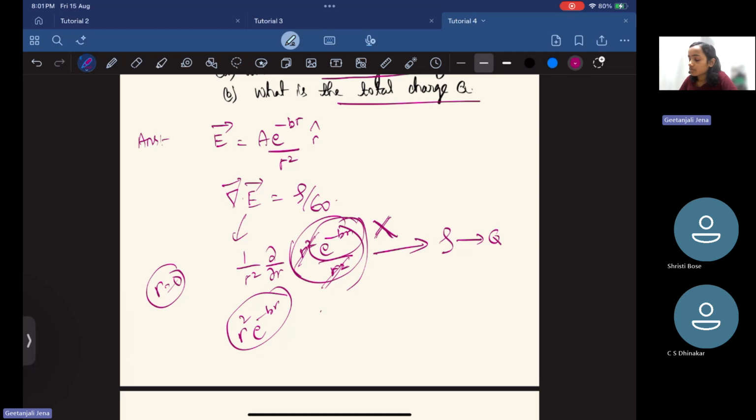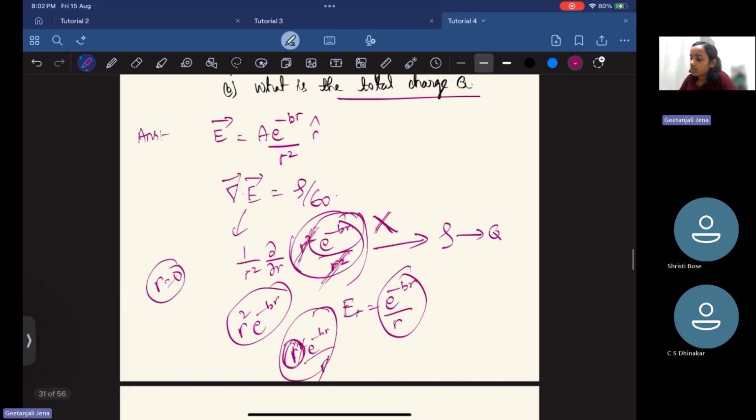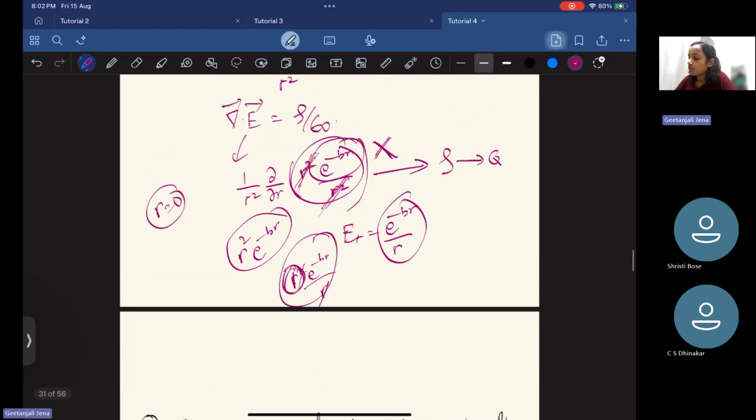But when you have, let's say, r square e^(-br), or E is given as e^(-br)/r, so for this r square by r, this is also fine because r is non-zero here, r is there. So it will consider the zeroth term also. But when it is 1 by r square, it's hard to cancel r square with r square.